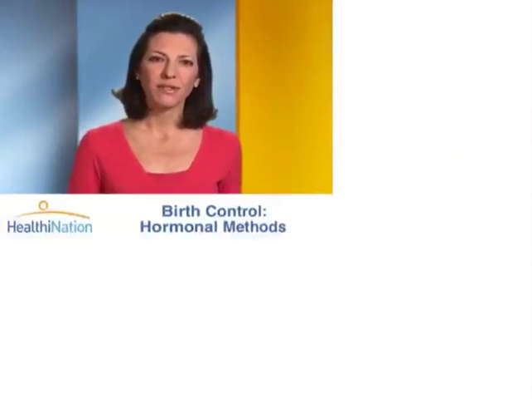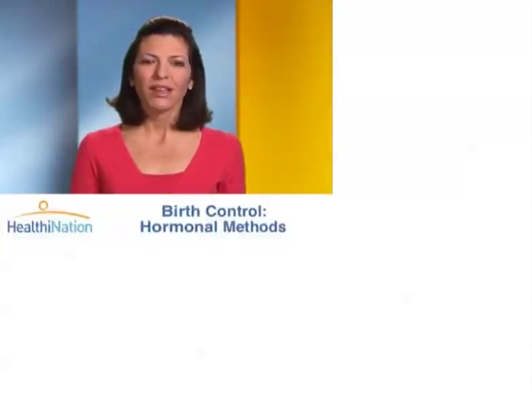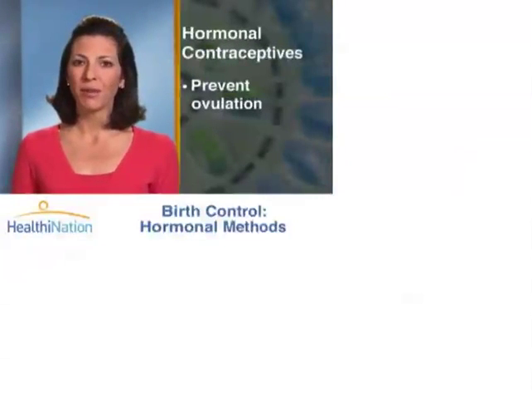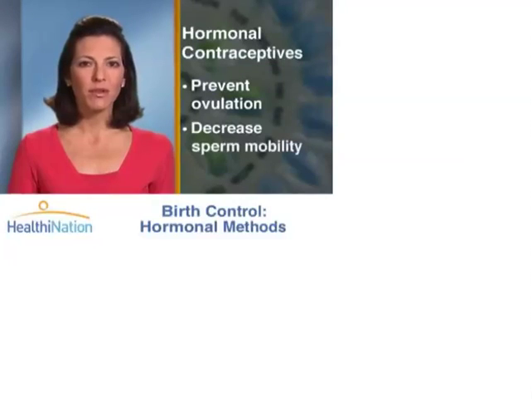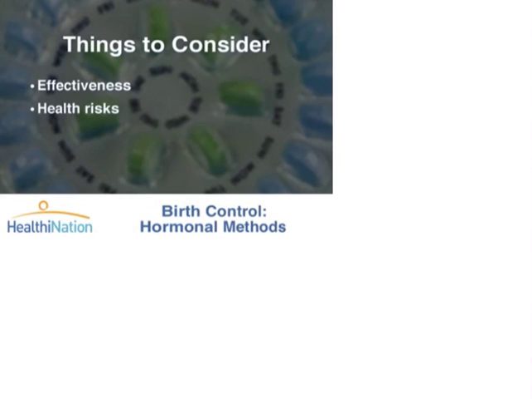Hormonal contraceptives offer highly effective, reversible pregnancy prevention. These methods use the hormones estrogen and progestin. They work by preventing ovulation and implantation of an egg and increasing mucus to hamper sperm mobility. When choosing a birth control method, it's important to consider certain things like effectiveness, health risks, and whether or not they protect against STDs. You'll also need to be comfortable using the method for it to work well.